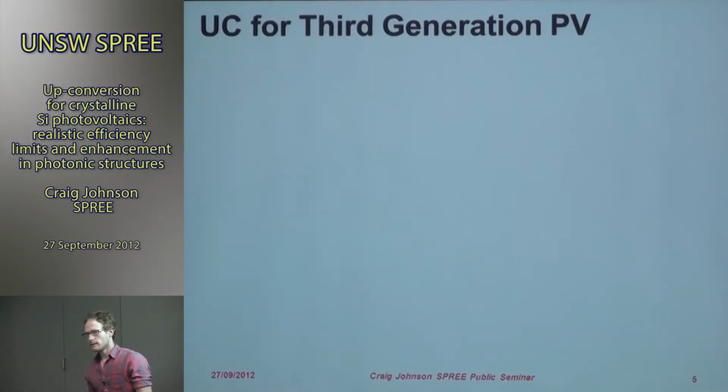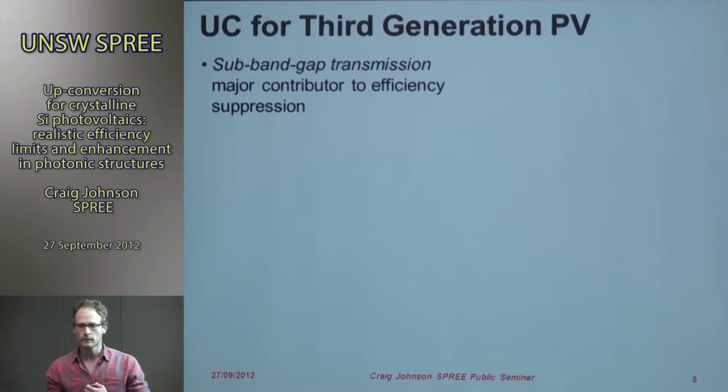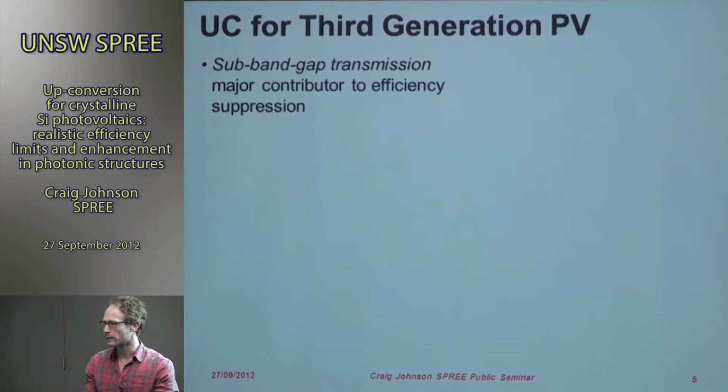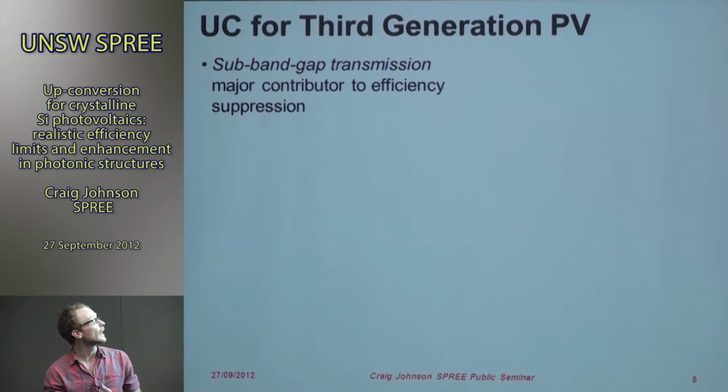Now, the question that motivates third generation photovoltaics is, okay, 33% is great, and it would be great to get a conventional device operating close to that. But why isn't it more? Why isn't the limiting efficiency more? Well, for one reason, as we're all aware, sub-bandgap transmission corresponds to quite a large loss.